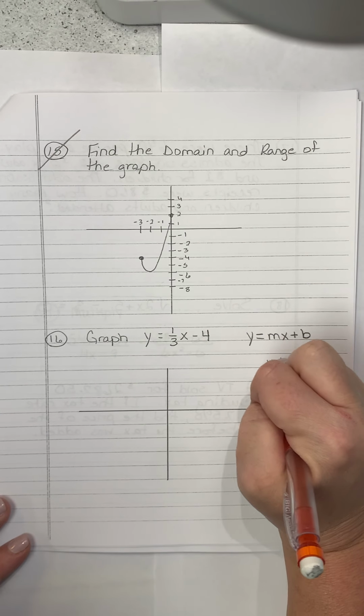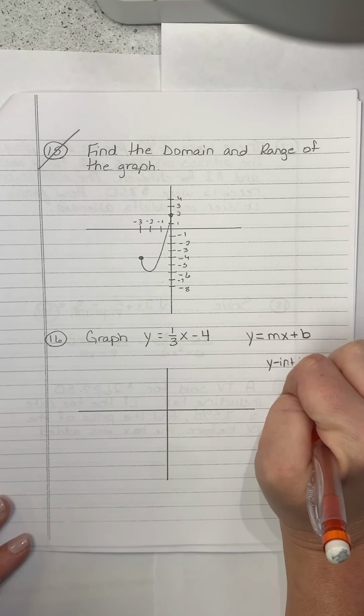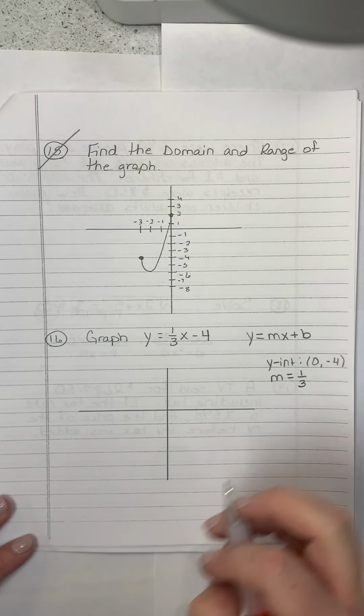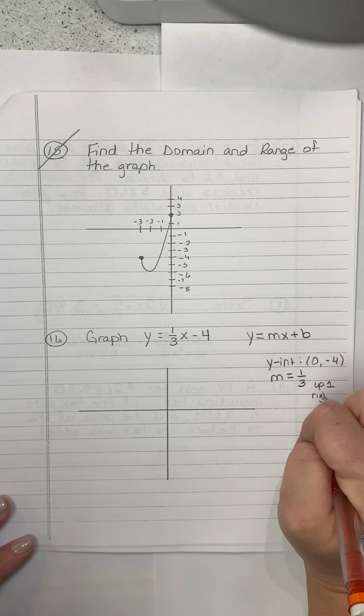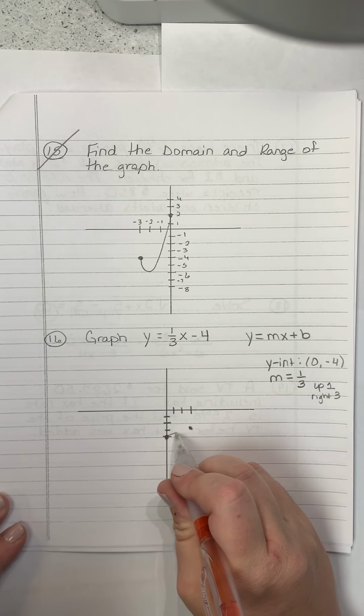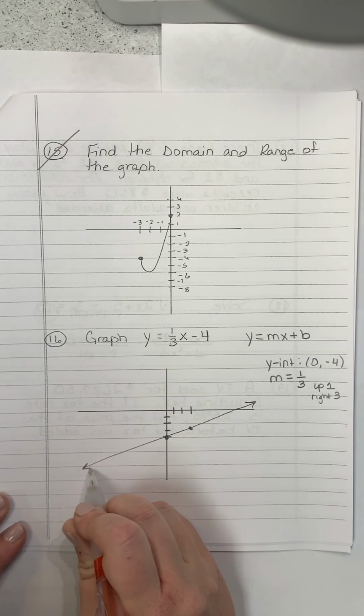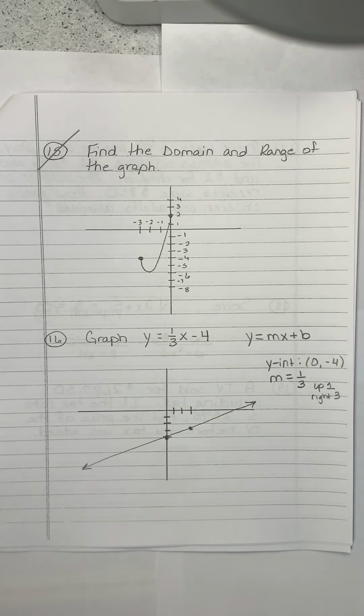I have a y-intercept of -4, and I have a slope of 1/3. Now my slope's positive, so that means I'm going to go up 1 and I'm going to go right 3. And that tells me what my slope looks like. All right, y-intercept. So I'm going to go down 4. Here's my y-intercept. And my slope says I'm going to go up 1, right 3. So this would be my next point. And there is my line. And that's the one you're going to choose.